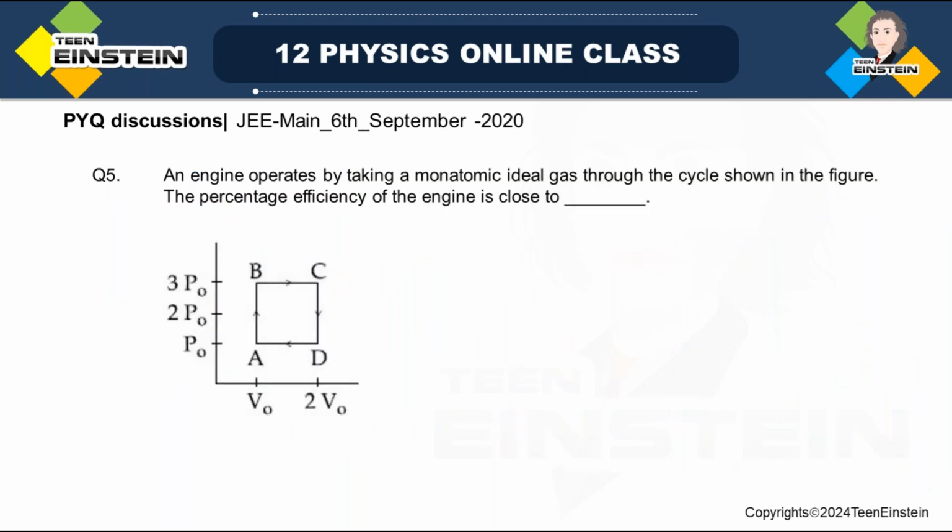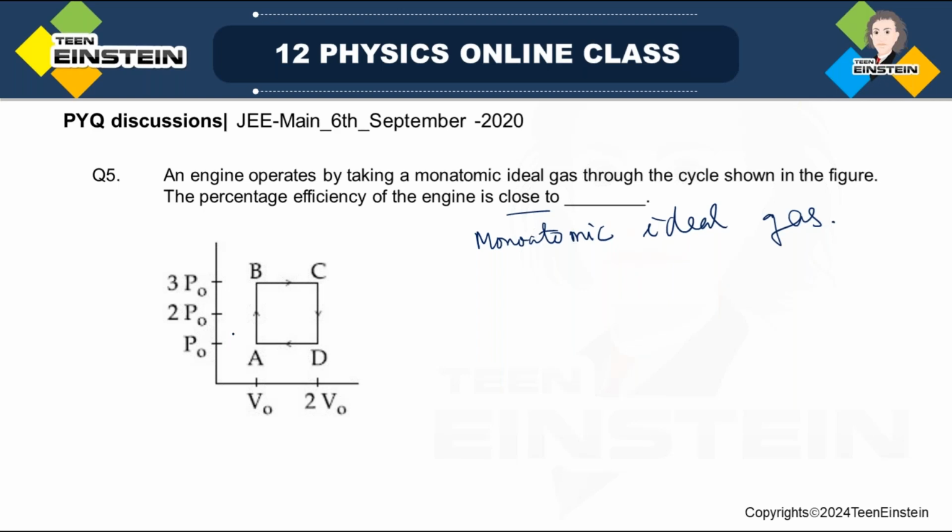Now let us see this problem. This problem says an engine, so this is a heat engine. An engine operates by taking monoatomic ideal gas, so this is important, monoatomic ideal gas. This is one piece of information. An engine operates by taking monoatomic ideal gas through the cycle in the figure. The percentage efficiency of the engine is close to, we have to find out the efficiency where the cycles are given here in the PV diagram.